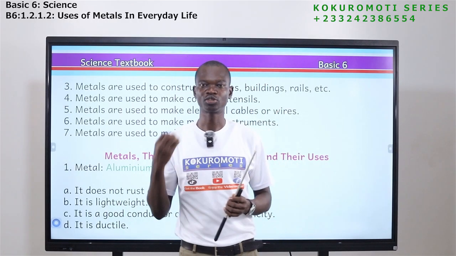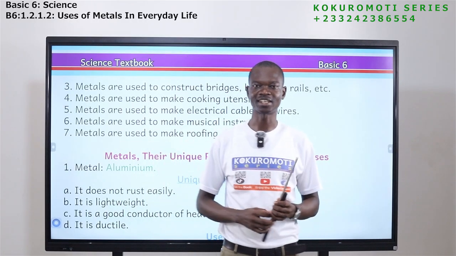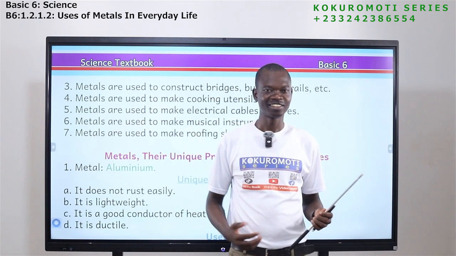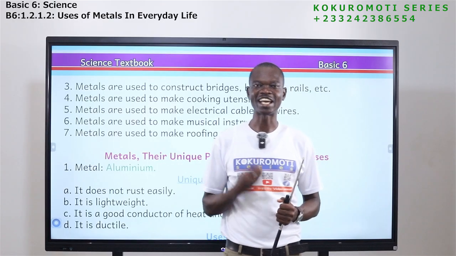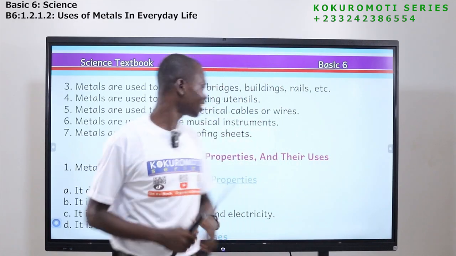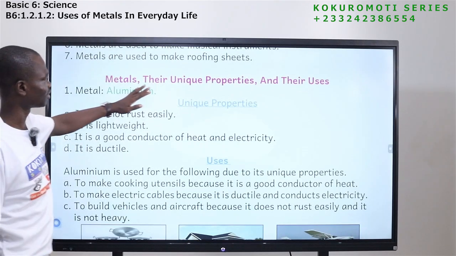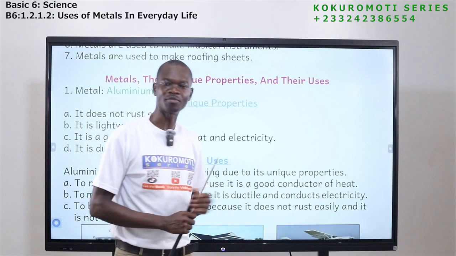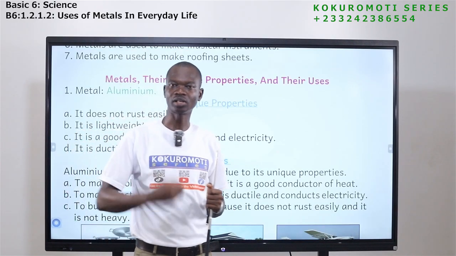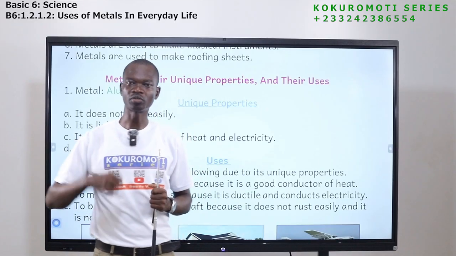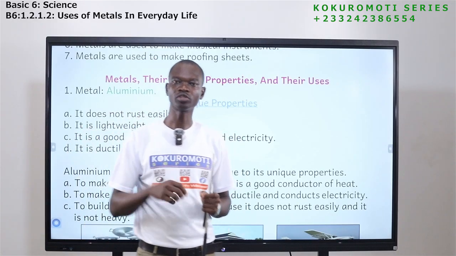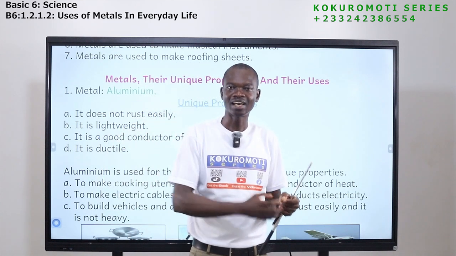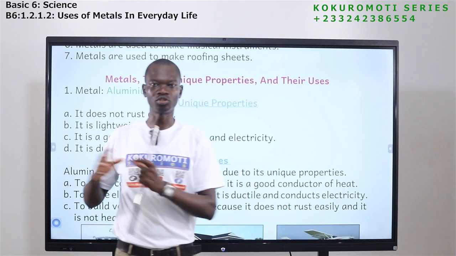If I ask you to give 5 uses of metals, I expect you to give, even if I ask you to give 10, I believe you'll be able to give 10 uses of metals. Okay, now let's move on. We are looking at metals, their unique properties and their uses. The other time we learned about metals and we will look at examples of metals. Today we are going to take them one after the other and we are going to look at each metal, the unique property that it has and what that metal is used for.